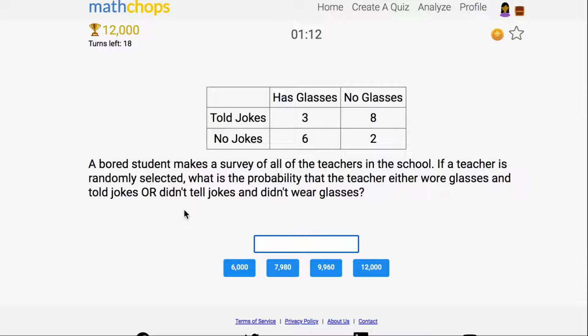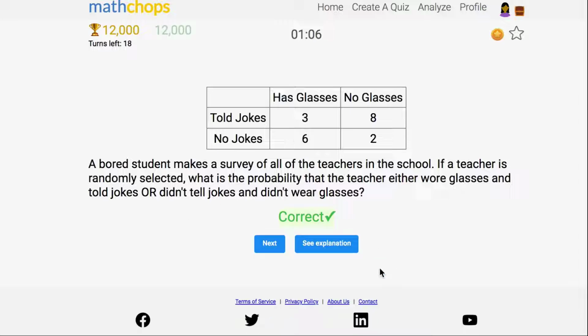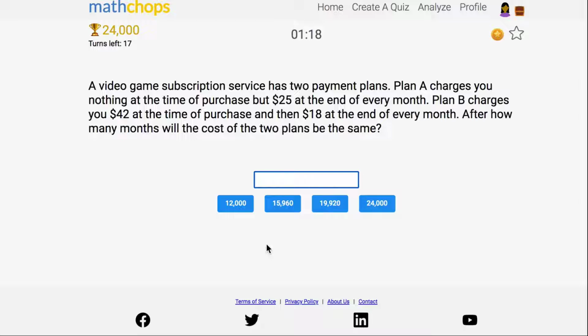I'll also assign games when I want more information on what they need help with. Maybe they have trouble with table probability questions. The games will bring this to my attention. A typical assignment might be something like, play 5 games of your choice, or see if you can break the bank this week.